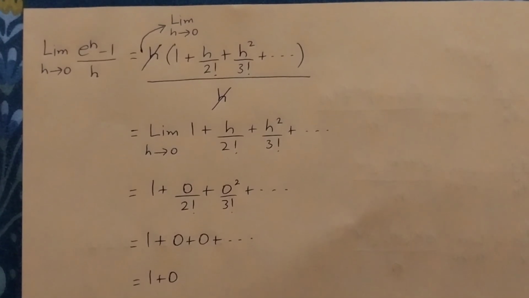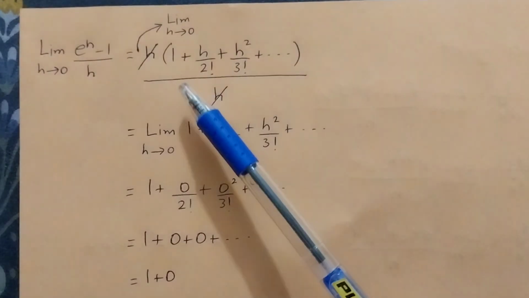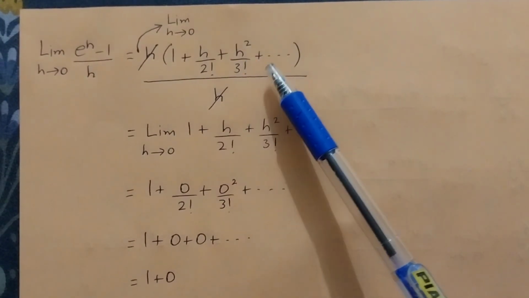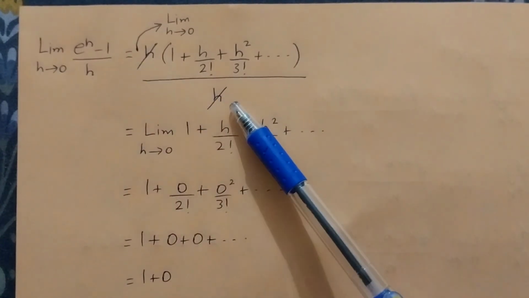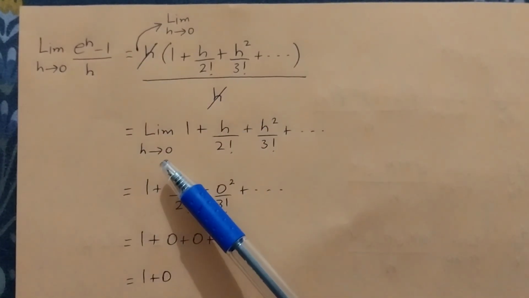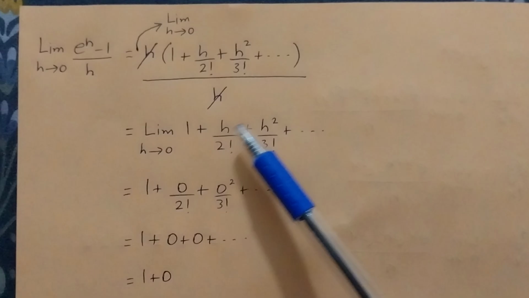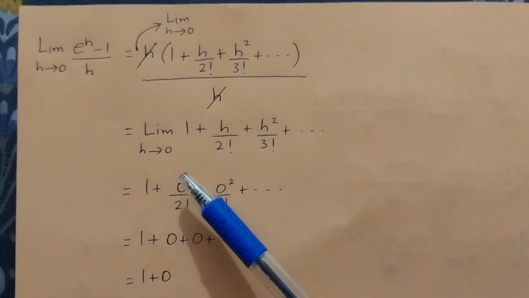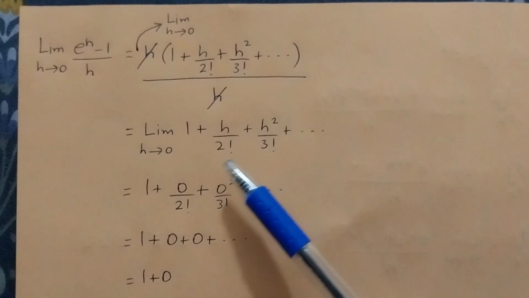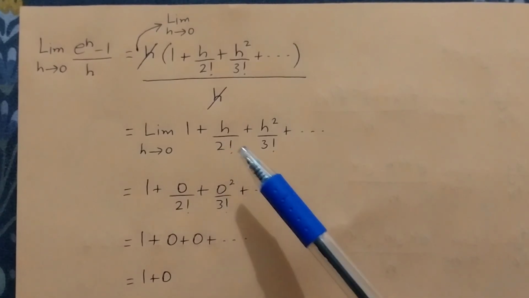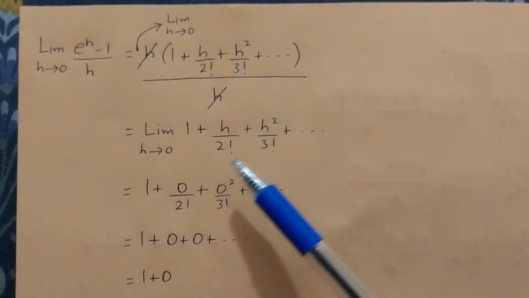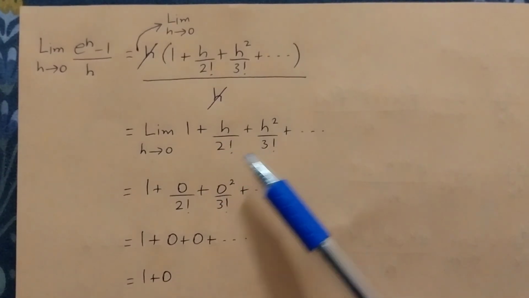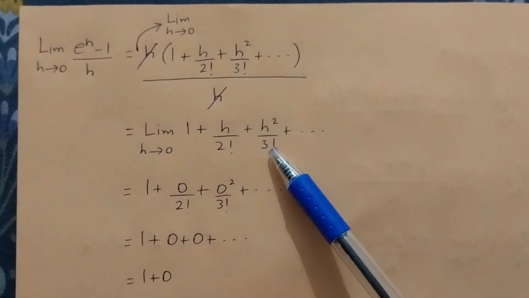So when we take h common in the numerator from all the terms, we are left with 1 plus h over 2 factorial plus h square over 3 factorial up to so on. h and h cancel out. So we are left with limit h approaches 0, 1 plus h over 2 factorial plus h square over 3 factorial up to so on. And this is what we wanted. We didn't want h in the numerator, and there is no h in the numerator. We didn't want h in the denominator, and there is no h in the denominator now.